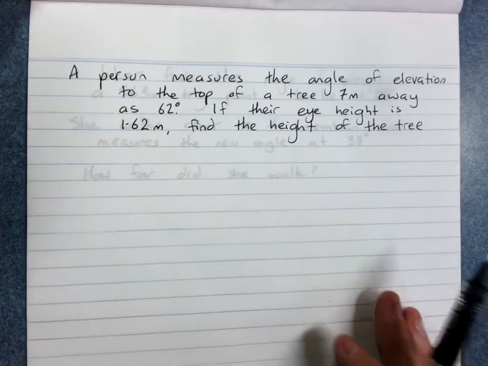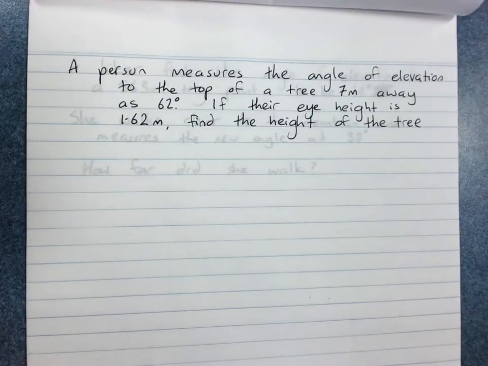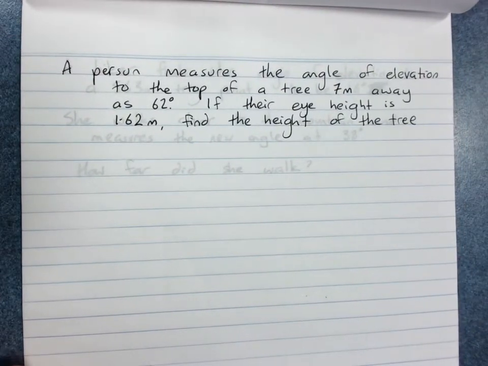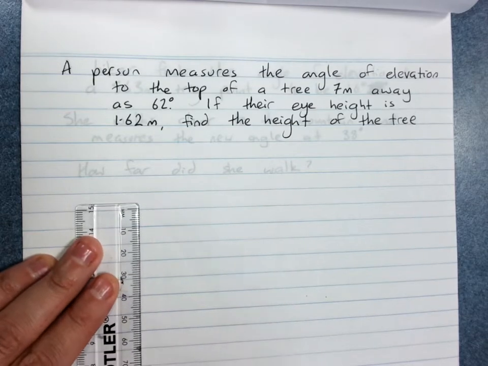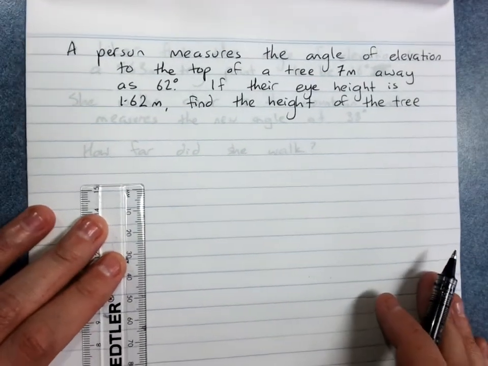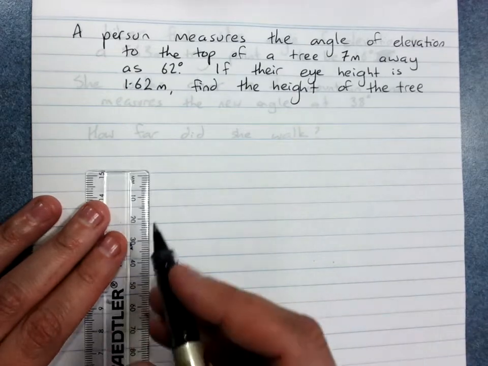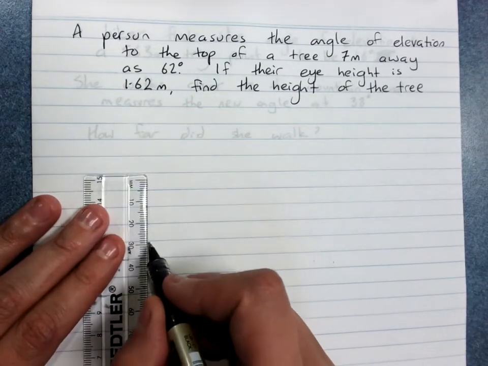A person measures the angle of elevation to the top of a tree 7 metres away as 62 degrees. If their eye height is 1.62 metres, find the height of the tree. This is a typical type of question we get. If they don't tell you the height of the person who's measuring it, you assume they're measuring it from their ground level, but in this case they're not.